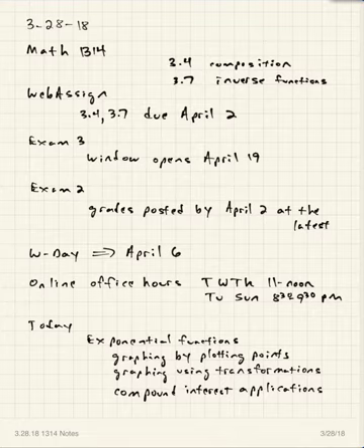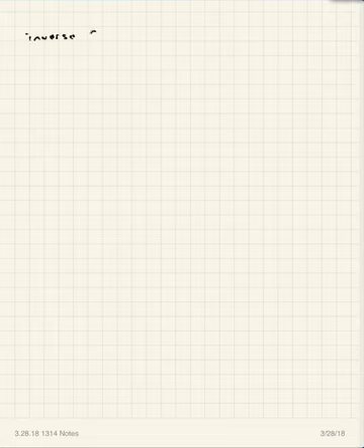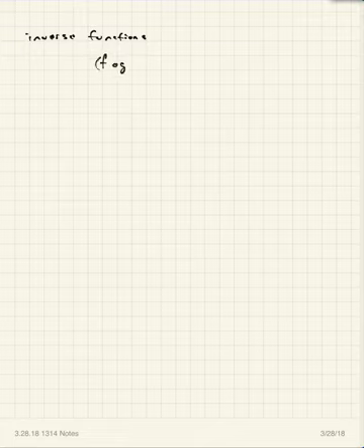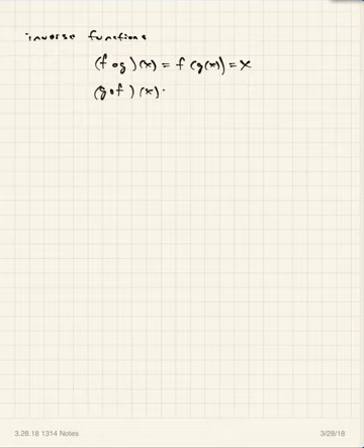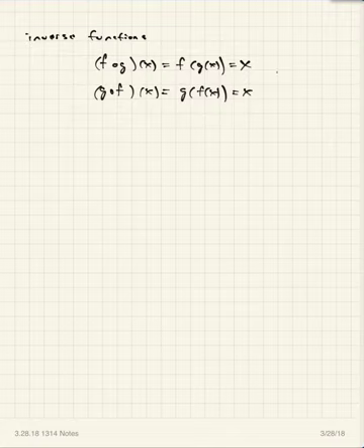All right, so first of all, remember inverse functions. I just want to write a couple things down here that we need to remember. Inverse functions are functions where f circle g of x, which is defined to be f of g of x, is equal to x. And g circle f of x, which is g of f of x, is equal to x. This is sometimes called inverse cancellation.